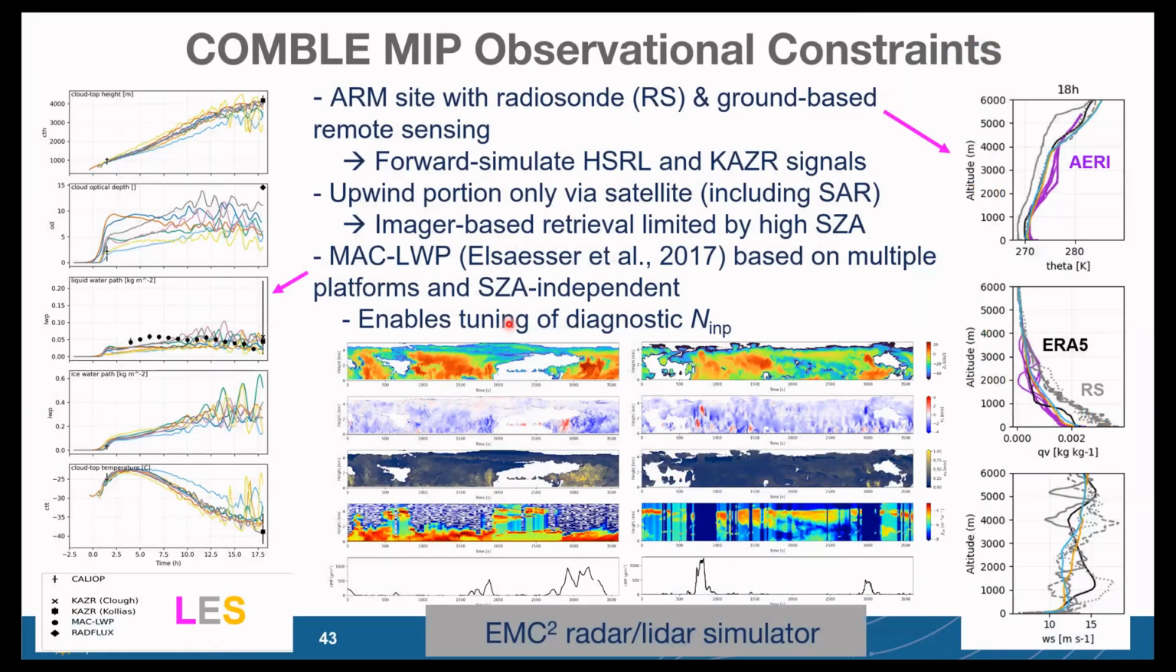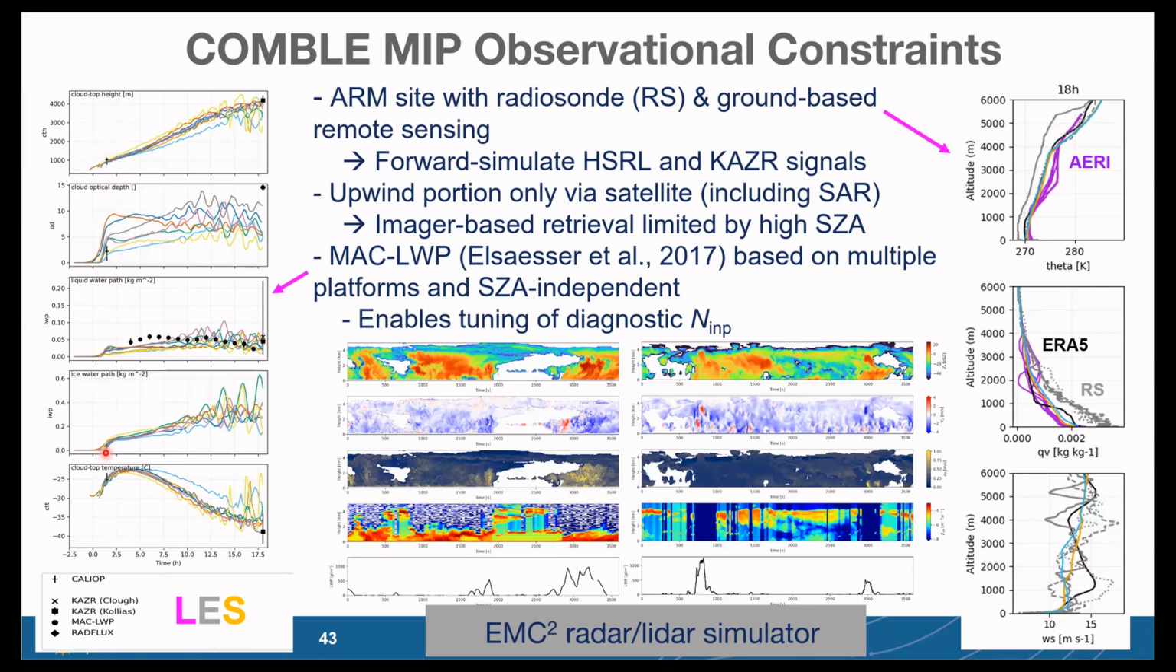Okay, some of the observational constraints that also show some of our results. On the left here, I'm showing cloud top height on the top, cloud optical depth, liquid water path, ice water path, and cloud top temperature. These are variables for which we have some observational constraints. The ones at the very end that you see are from the ARM site, because we end up at the ARM site. Upwind, it's more difficult because we don't have ARM measurements.